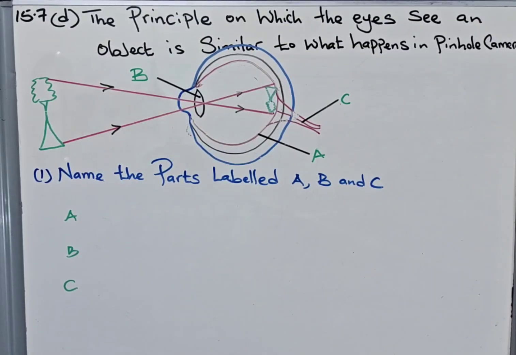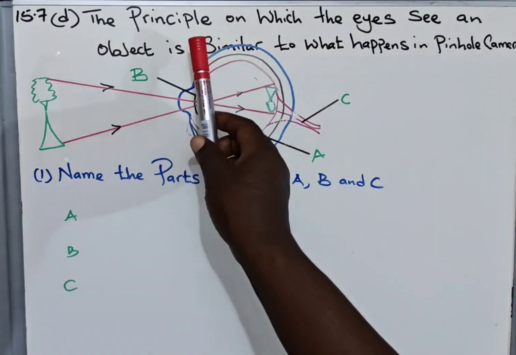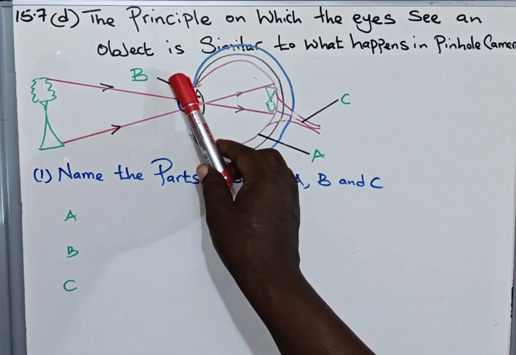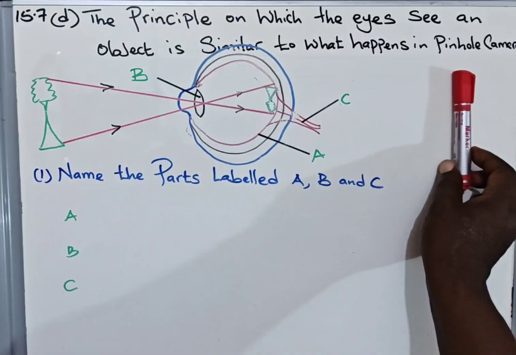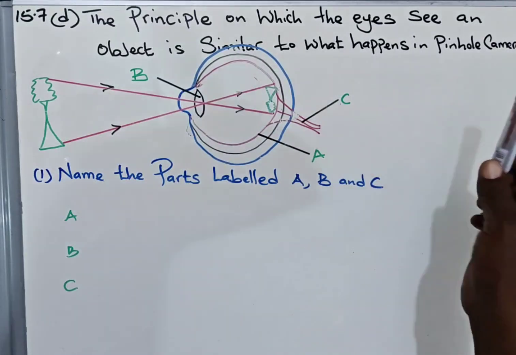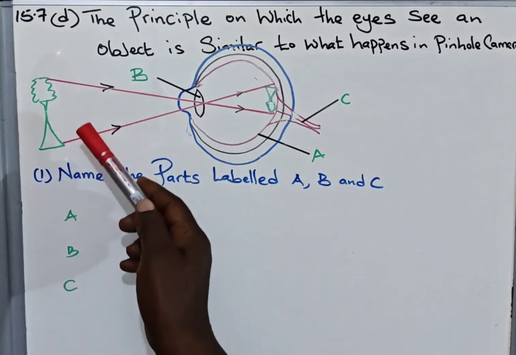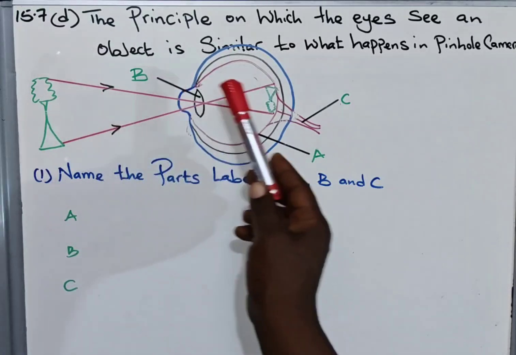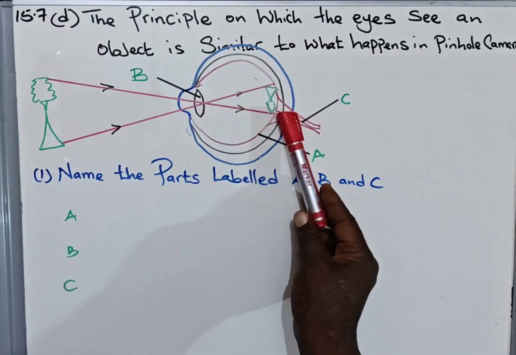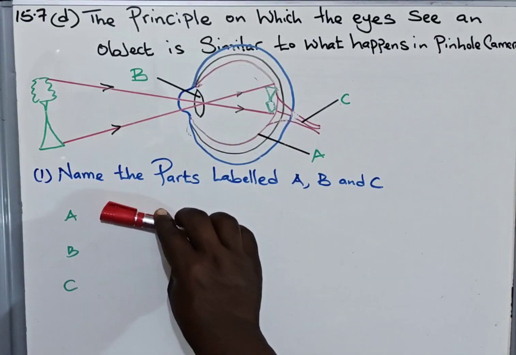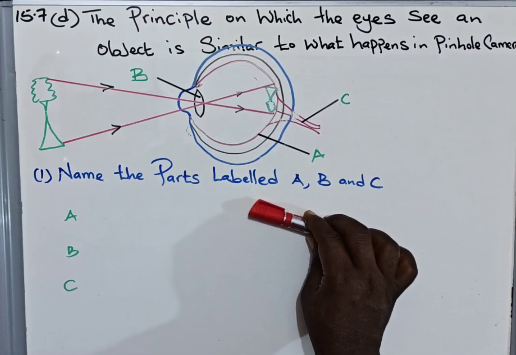Then we come to this question. It says that the principle on which the eyes see an object is similar to what happens in a pinhole camera. The two are very close, the pinhole camera and our eyes. So this is what we have. We have the object here and forming this image here. So we come to the question. It says, name the parts labeled A, B, and C.